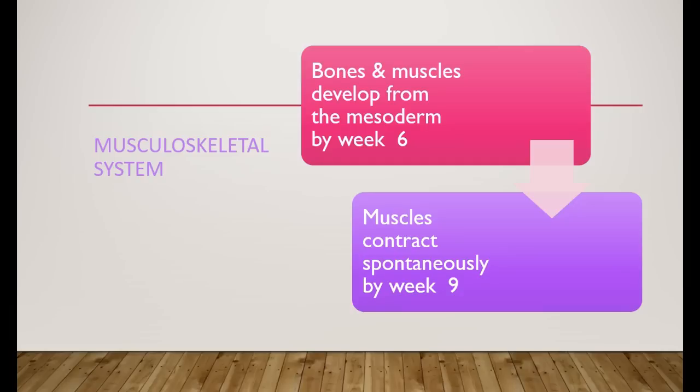Musculoskeletal system, the bones and muscles begin forming by week 6. Muscles start contracting spontaneously by week 9. So the kiddo is very active in there, but mom doesn't usually feel it this early because there's lots of room in that gym that they're not bouncing into walls yet. So although baby's moving and muscles contracting and they're stretching and all that kind of stuff, mom typically doesn't feel it this early.